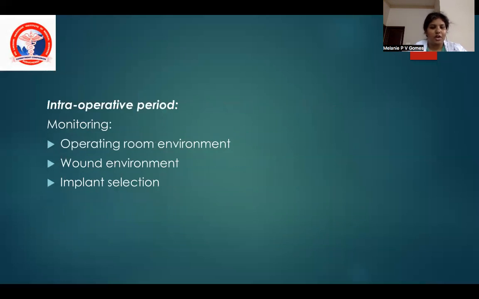Coming to intraoperative period, how can we prevent? Prevention of infection in the intraoperative period consists of monitoring several areas related to the intraoperative time period. One is the operating room environment, the wound environment, and the implant selection. A clean operative room environment depends on achieving clean, circulating, and particle-free air. Discipline of personnel and methods of reducing bacterial contamination. The OT air can be kept free of bacteria and particles by different methods, from ultraviolet light to laminar flow technique.